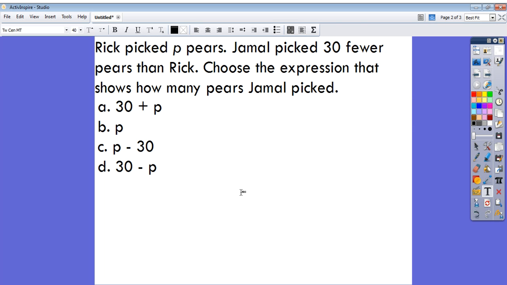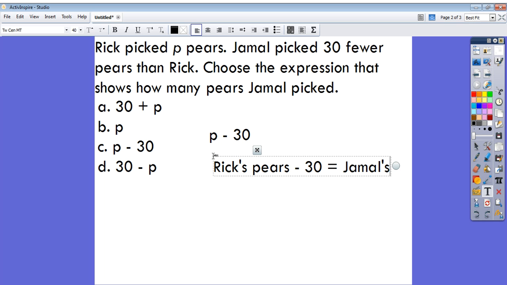To figure out Jamal's total pears, we need to take the number of pears Rick has, which was P, and take away the number that Jamal has, which is 30. So Rick's pears minus 30 equals Jamal's pears. So in this case, Rick's pears was represented with that letter P, and we need to take away 30.